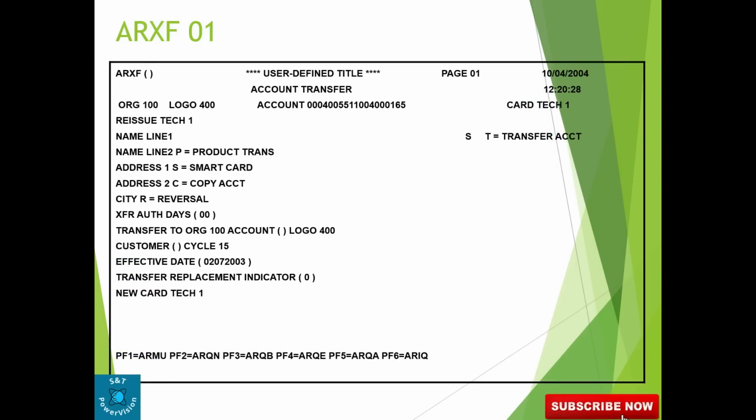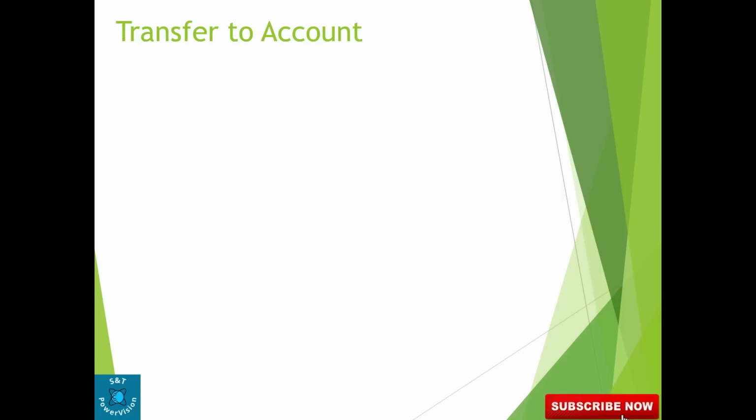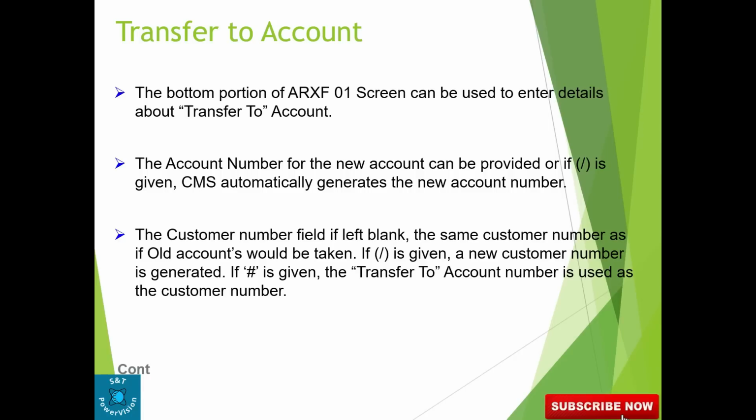This is our AR Accept screen, how it looks, and we have to select the option here. Transfer to account: the bottom portion of the AR Accept screen can be used to enter details about the transfer to account. The account number for the new account can be provided, or if oblique is given, CMS automatically generates the new account number. If the customer number field is left blank, the same customer number as the old account is taken. If oblique is given, a new customer number is generated. If hash is given, the transfer to account number is used as the customer number.